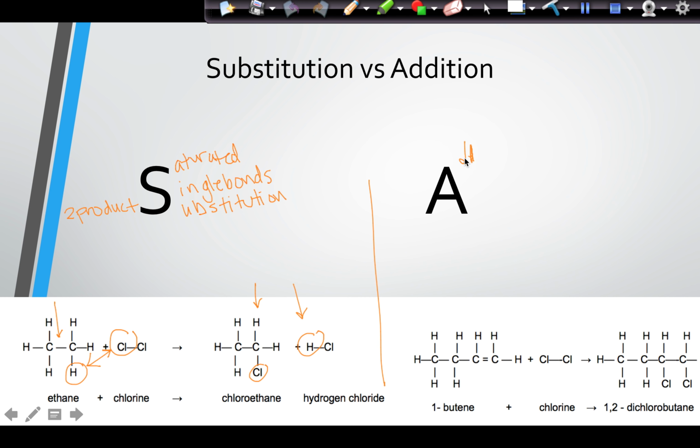For addition, you start with a double or a triple bond, and you will only make one product. Both of them go in, because when this double bond turns into single, both chlorines have room to come in. So this over here is addition.